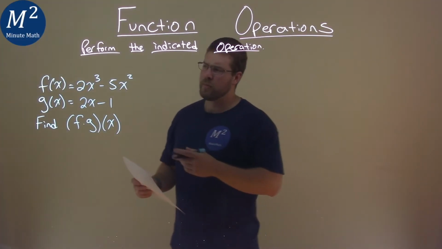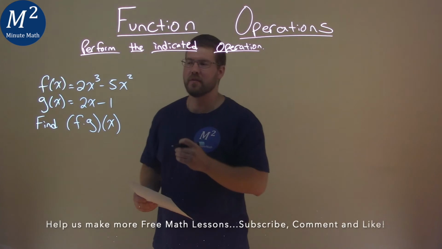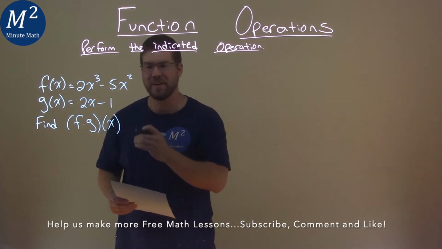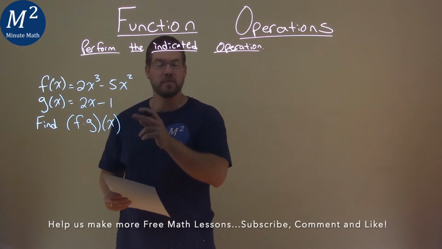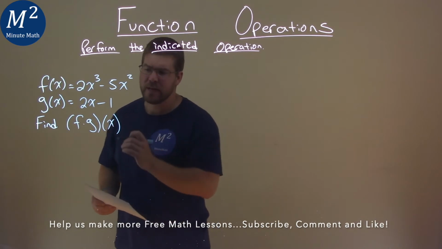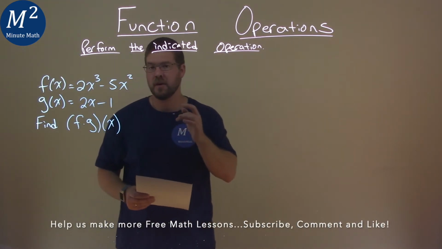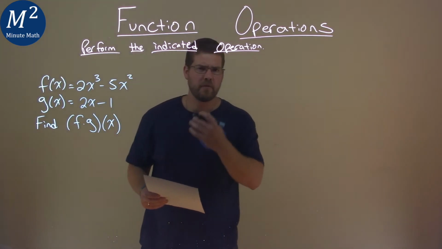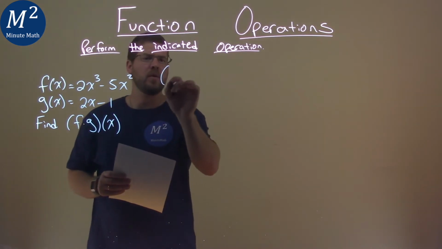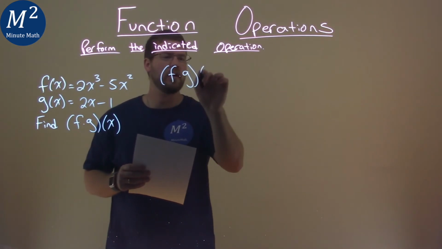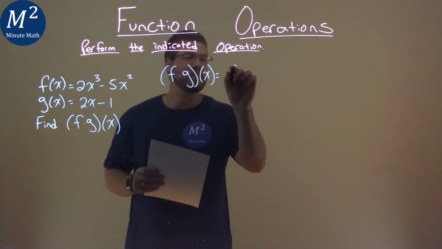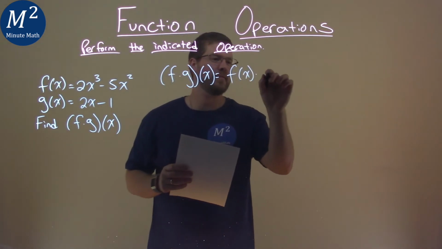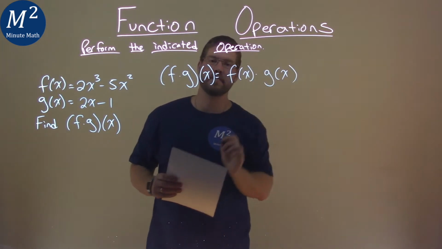We're given this problem right here. f of x equals 2x to the third power minus 5x squared. g of x is equal to 2x minus 1. And we need to find f times g of x. Well, what is f times g of x? Well, f times g of x is really just f of x times g of x.